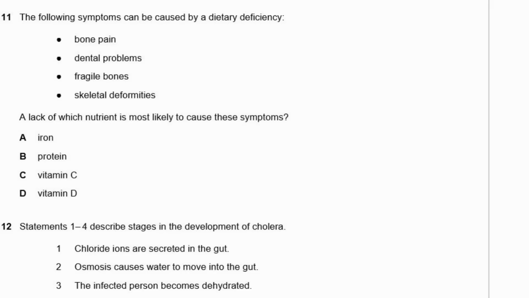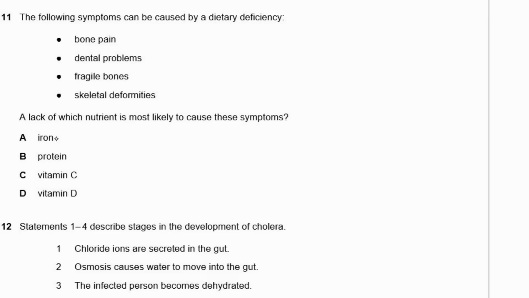Question 11. The following symptoms can be caused by a dietary deficiency: bone pain, dental problems, fragile bones, and skeletal deformities. A lack of which nutrient is most likely to cause these symptoms? Okay, so these are bones and teeth. So these are things that will be affected by bones and teeth.